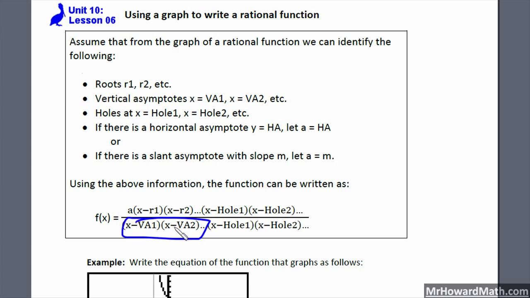And remember, between the factor and each of those values, the signs will be opposite. And then this a value up front will always be the value of the horizontal asymptote or the slope of the slant asymptote. So let's take a look at the examples now.